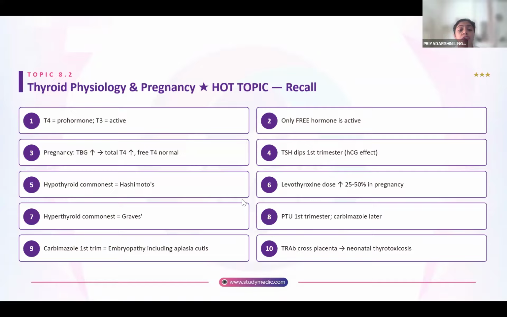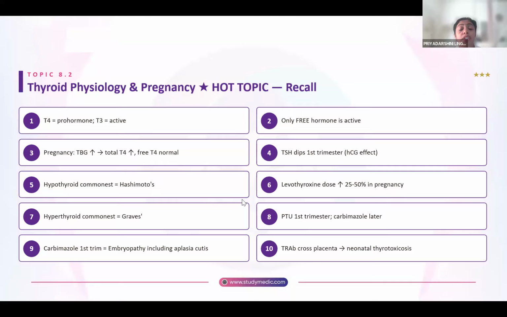Now coming to drug of choice for hyperthyroidism, in the first trimester you use propylthiouracil, and in the second and third trimester you go for carbimazole. And what is the side effect or adverse effect of carbimazole? It can cause aplasia cutis.